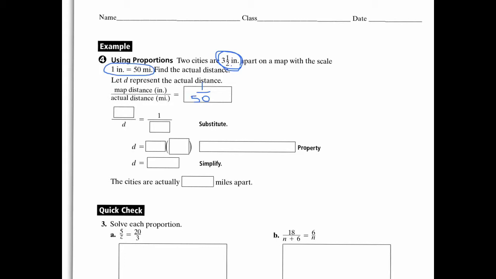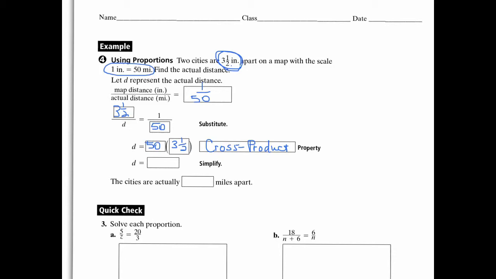Okay, so to set up our proportion, we would do the map distance, which is 3.5 inches, over the actual distance, which is our D, equals our scale, 1/50. And then I know I'm just going to cross multiply. 1 times D is D. And then I would multiply 50 times 3.5. And that's our cross product property that allows us to do that. Okay, and then, 50 times 3.5.